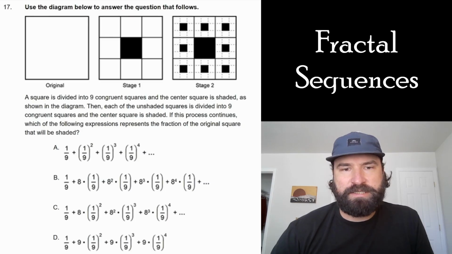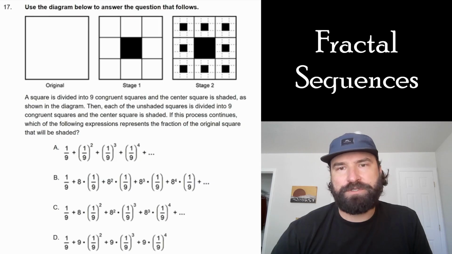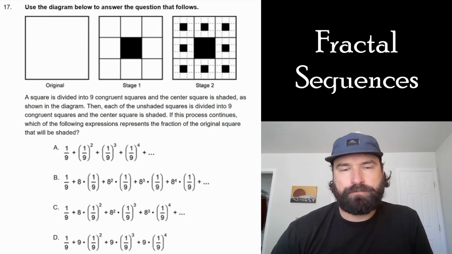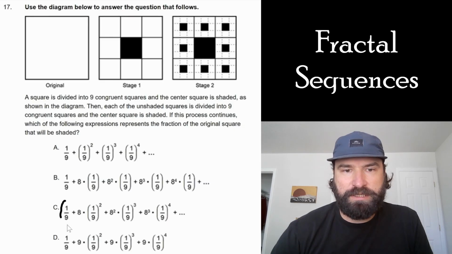So if we take a look at answer C here, we have 1/9, which is stage 1, plus 8 times 1/9 squared. 1/9 squared is 1/81st. And each of these tiny little boxes in stage 2 is 1/81st of the whole box. And 8 of them are shaded, so we get 8 of those tiny little boxes that are 1/81st of the whole thing. So now we've got stage 2 represented in the first 2 terms in C right here, right?